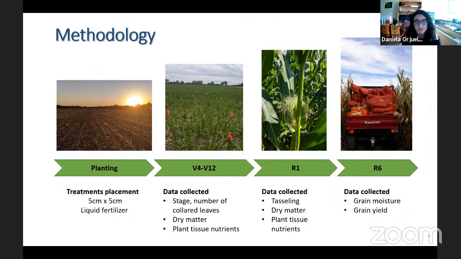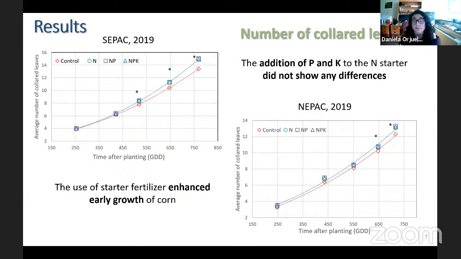With that information, I want to open the results. For this presentation, I'm going to present only results of 2019. We did the same at the two fields this year, but we have not analyzed that data. For my first result of today, I'm going to present the number of collar leaves at each site.